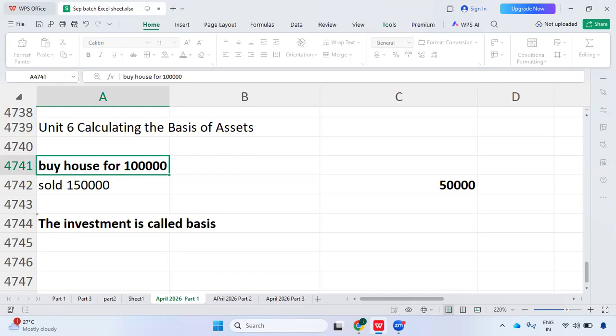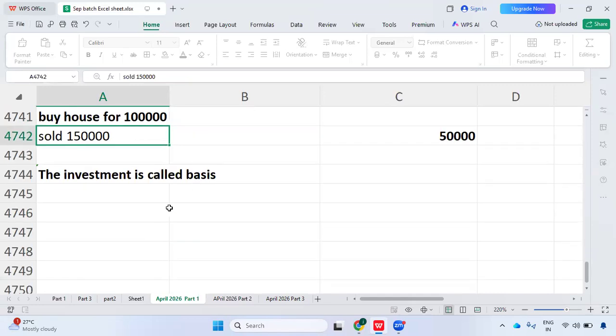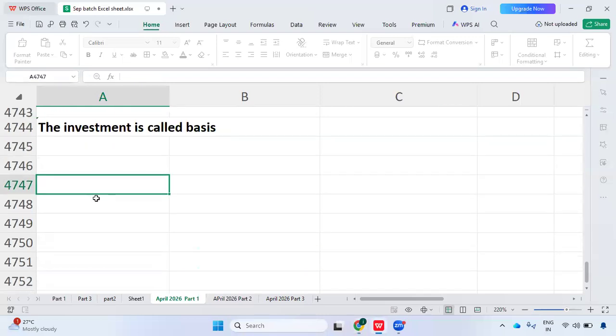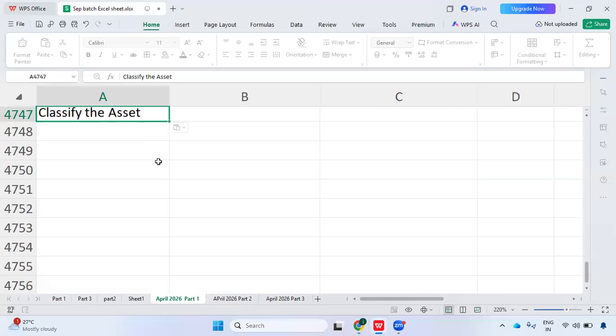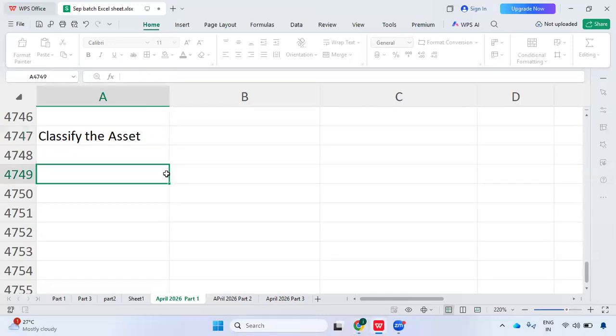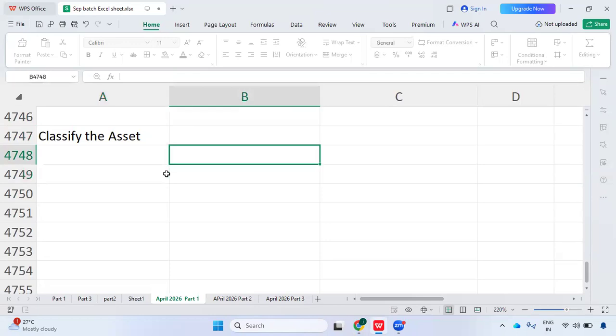The entire sale value is not gain; gain equals sale price minus the basis. Now we need to classify the assets. Before calculating basis, we need to see the classification of the assets. We have different categories. The entire set of assets can be classified into two categories: one is real property and another is personal property.